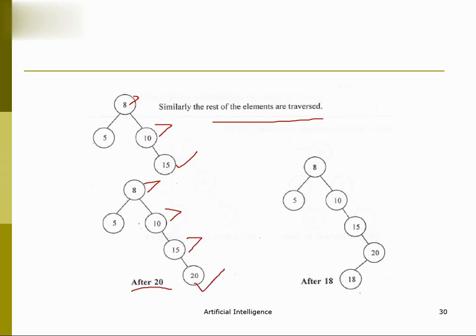So after 18, the tree becomes like this. You compare with the root, it's greater than 8. It goes to the right. You compare it with 10. It's greater than 10. It goes to the right. It's still greater than 15. So it goes to the right. But when you are comparing 18 with 20, you find 18 is less than 20. So instead of right, it's going towards the left and 18 occupies this position.